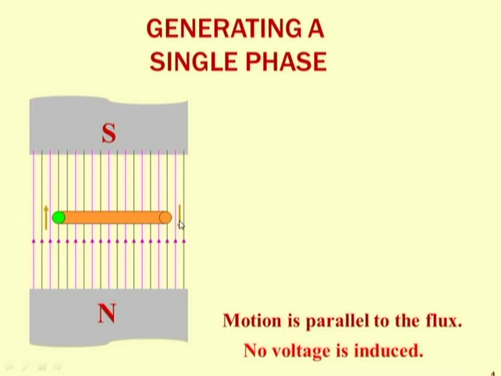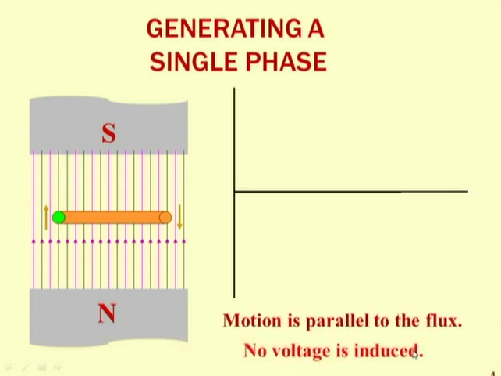So again, to have the voltage across the conductor, we require three things. The first thing, this magnet, north and south, it is present. Second thing, the conductor, it is again present. And third thing, the relative motion. But as in this position of the conductor, motion is parallel to the flux, there is no relative motion, and hence no voltage is induced.